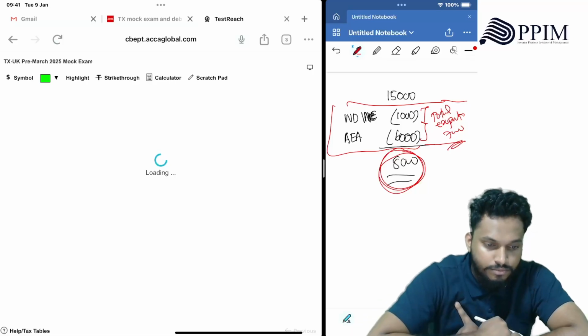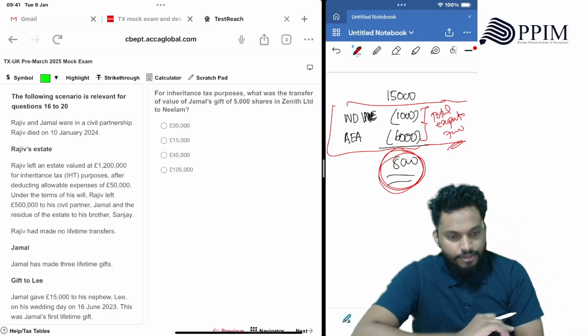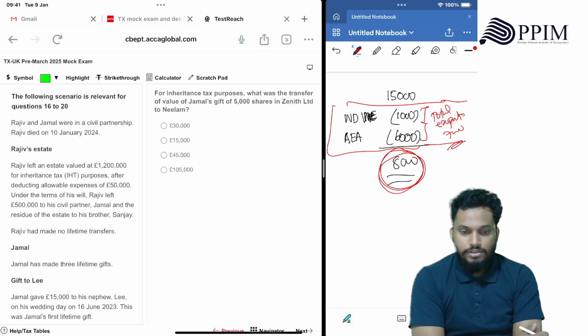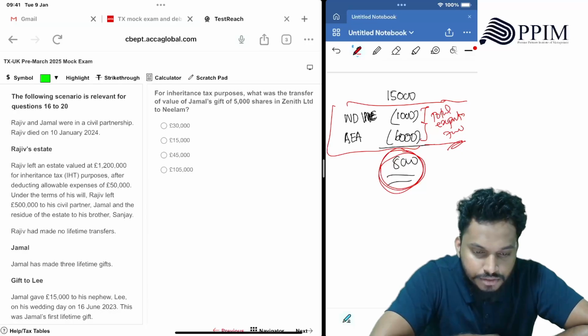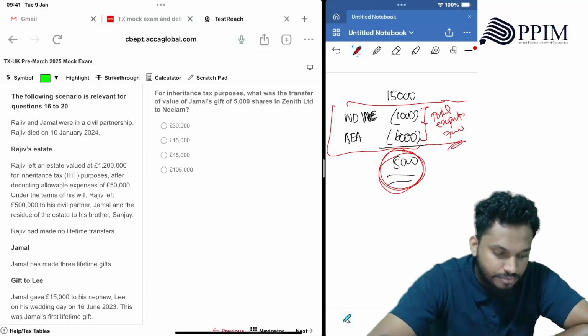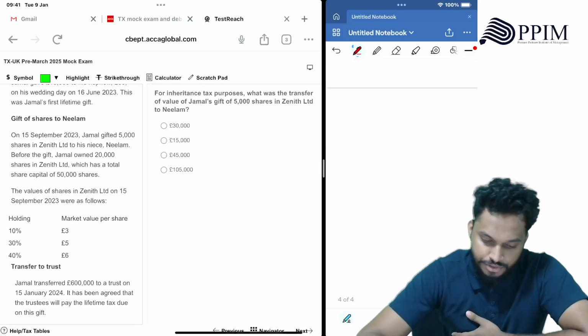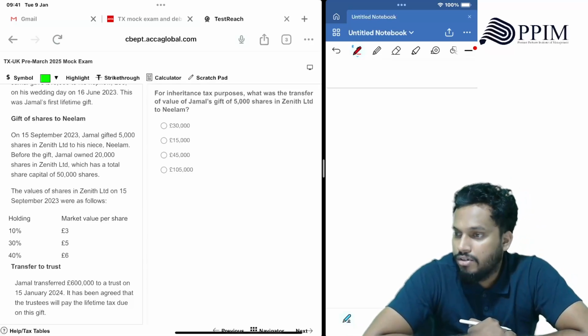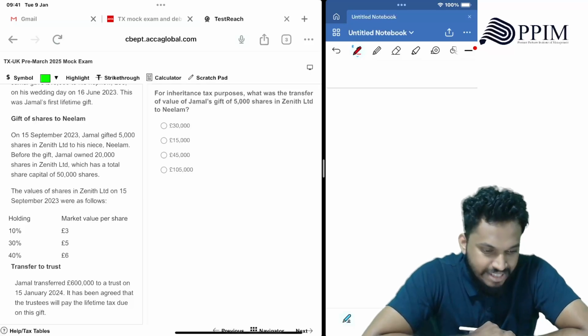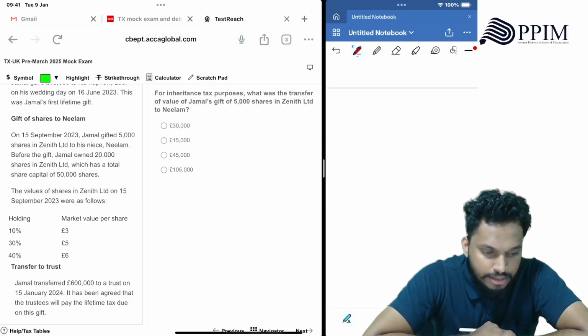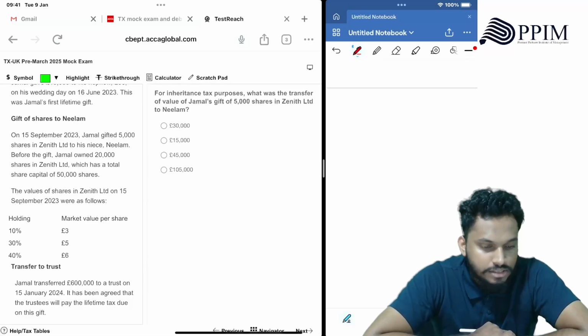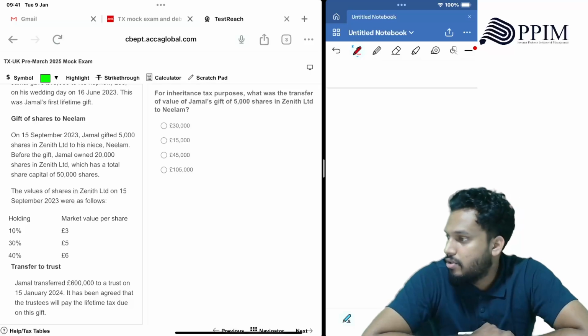Then, for inheritance tax purposes, what was the transfer of value for Jamal's gift of 5,000 shares in Zenith to Neelam? So he's giving a gift of shares. So when it comes to gift of shares, you have lots of methods to do it, right? Okay. So in this instance, on 15 September 2023, Jamal gifted 5,000 shares in Zenith to his niece Neelam. Before the gift, Jamal owned 20,000 shares in Zenith Limited, which has a total share capital of 50,000 shares. So how much is the total shares?